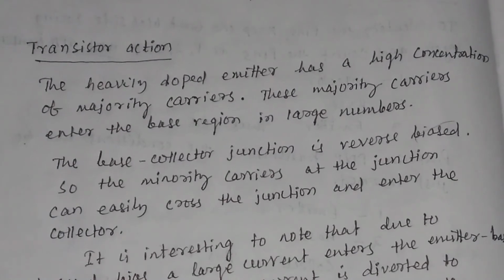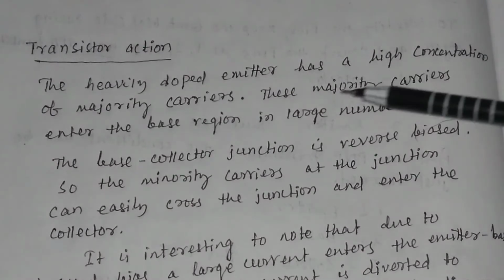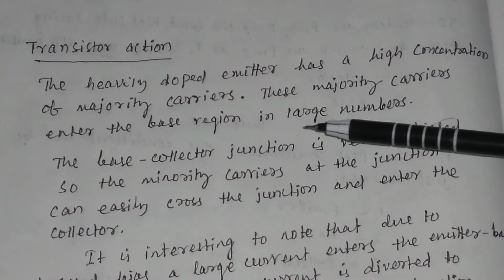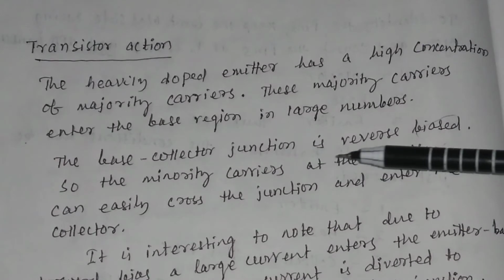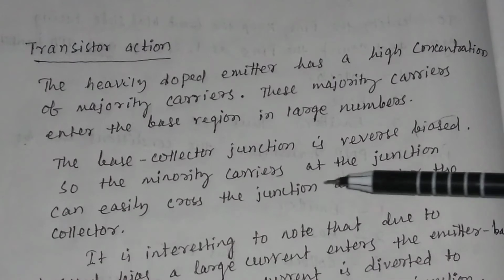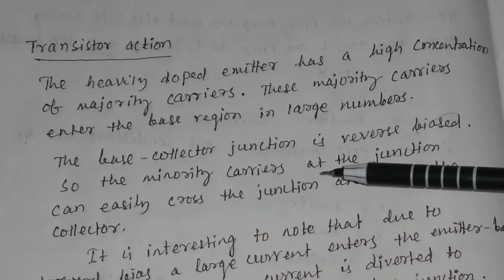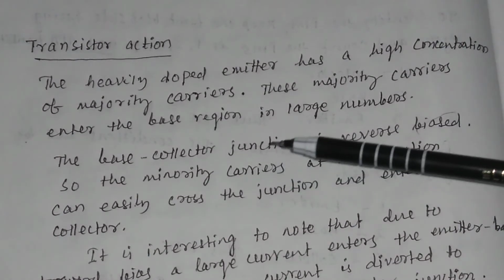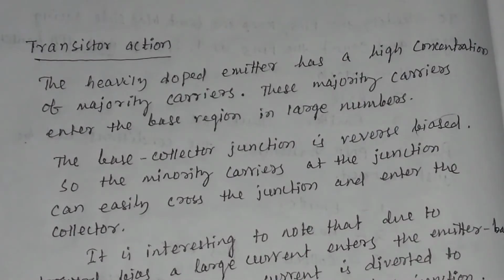Now let us discuss the transistor action. The heavily doped emitter has a high concentration of majority carriers. These majority carriers enter the base region in large numbers. But the base collector junction is reverse biased, so the minority carriers at the junction can easily cross the junction and enter the collector. Because in reverse bias, the current flows due to the minority carriers, and in forward bias, the current flows due to the majority carriers.